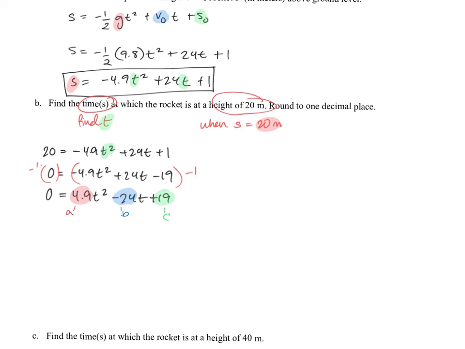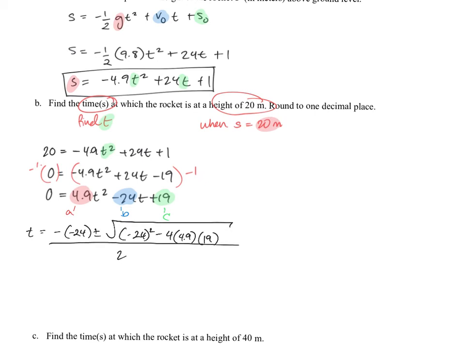Pause the video, try plugging those into the quadratic formula yourself and see what you get. Okay, so plugging them in, I get t equals negative b plus or minus the square root of b squared minus 4ac, divided by 2a. Let me color code this so you see where each of the values went. Remember, you need to remember the plus and minus signs. Those play an important part in this formula.